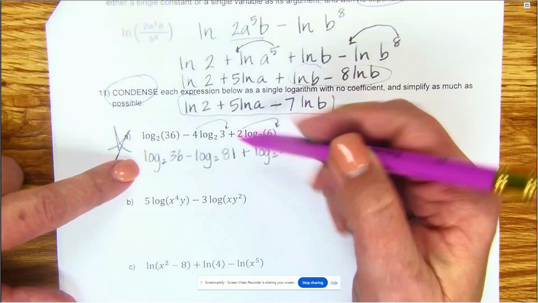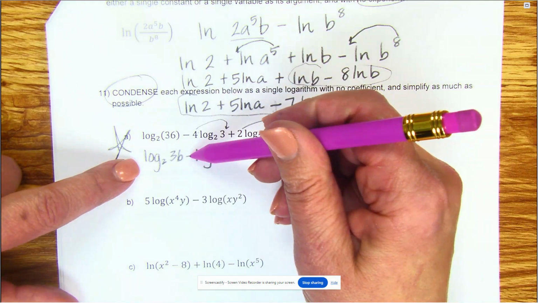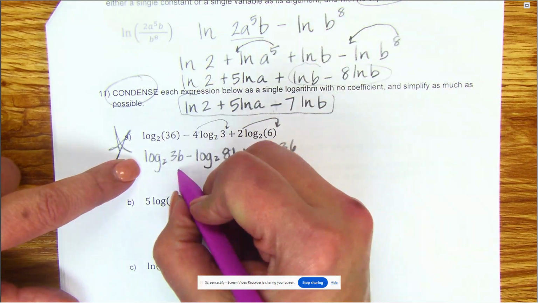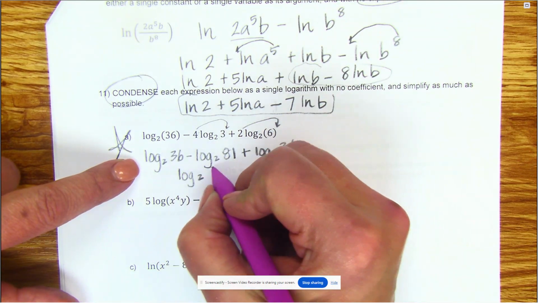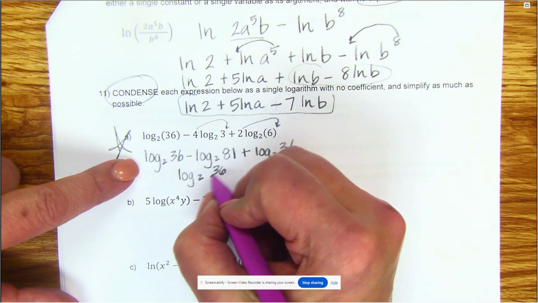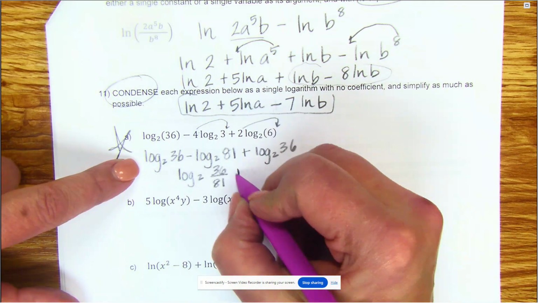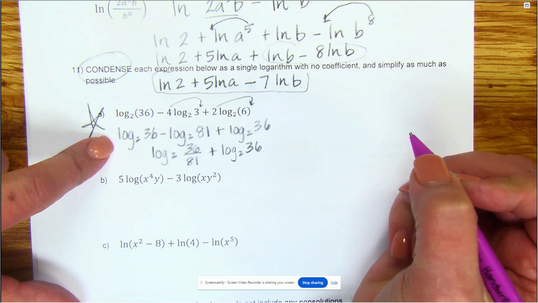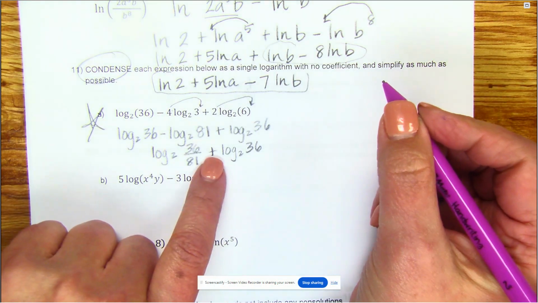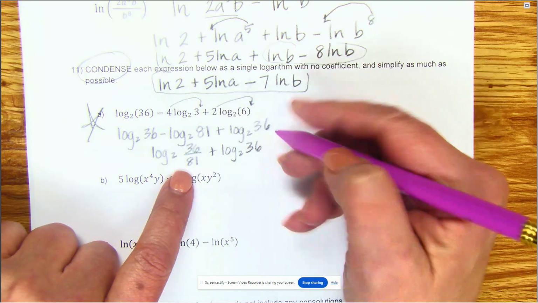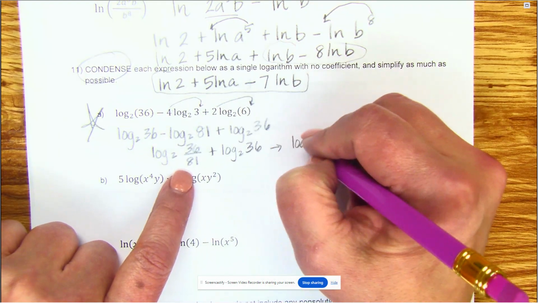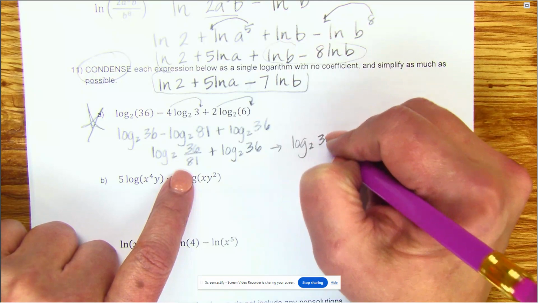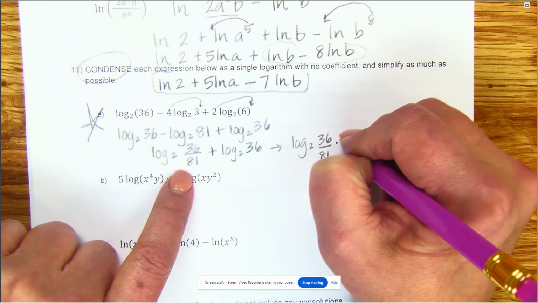So now to condense two logs that are being subtracted, you divide. So that becomes log base 2 of 36 over 81 plus log base 2 of 36. And to condense two logs that are being added, I can multiply these two things. So that becomes log base 2 of 36 over 81 times 36.